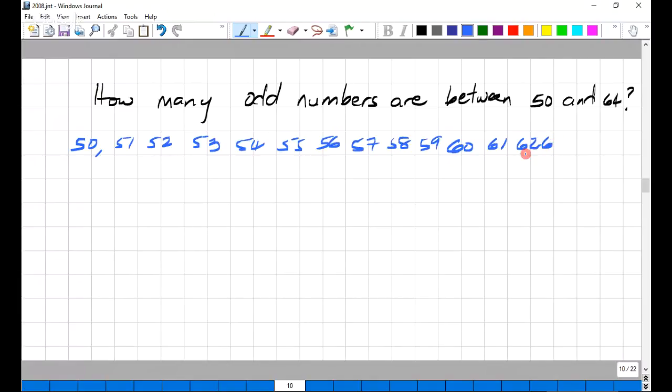Give it a little more space, man. Sure. 63, 64. First step, they said between. That means I cannot use what? You can't use 50 and you can't use 64, because they said between those numbers. So I can use from 51 all the way to 63.